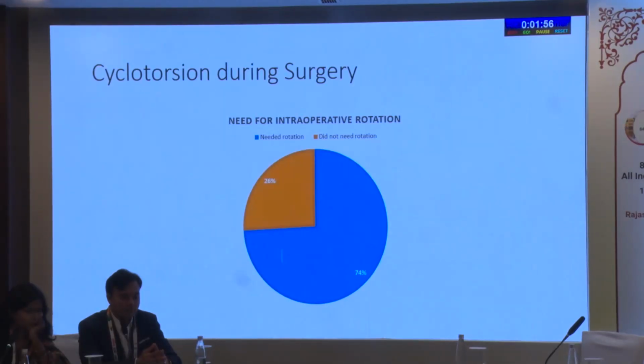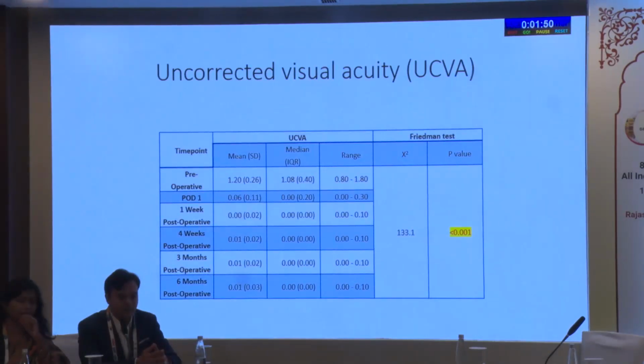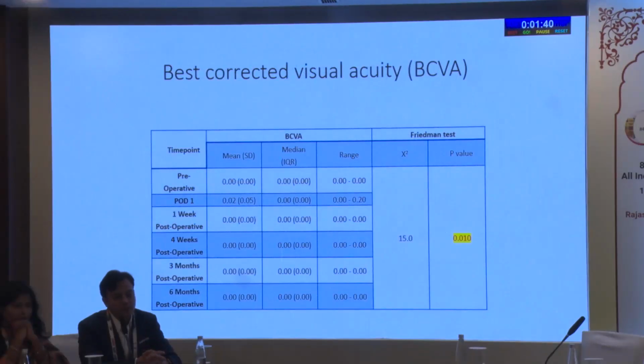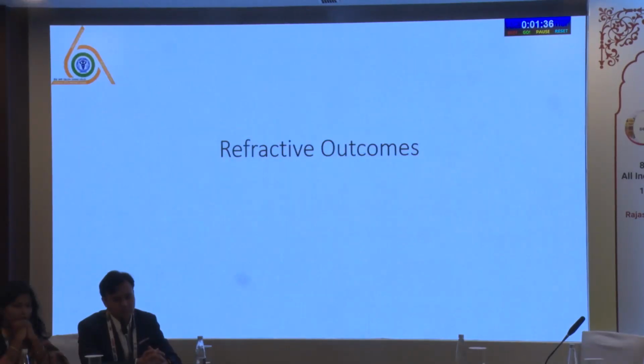So we saw that 26% of the patients did not require intraoperative rotation. Uncorrected visual acuity improved significantly as expected, and 90% of the patients had 6/6 at post-op 6 months, with the remaining patients having 6/6 partial. Best corrected visual acuity was 6/6 both preoperatively and postoperatively.